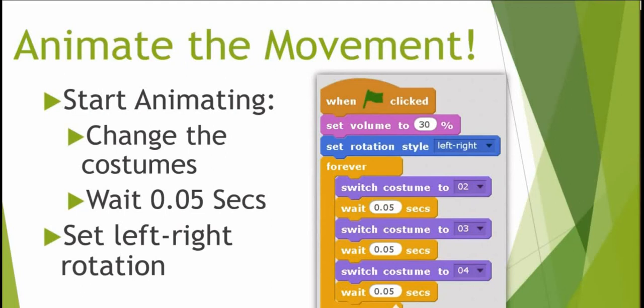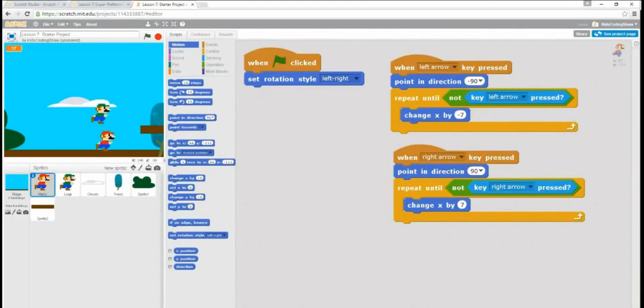And now we can look at animating Mario as well. So first of all, I use my forever block. And that's just to say keep repeating until the project is finished or the project is over. Then we're going to switch the costume to costume number 2, then wait for 0.5 seconds, switch it to costume number 3, and then of course switch it to costume number 4. Now there is a little bit of a cheat here, guys, if you're only using the 3 costumes, like I told you guys to do.